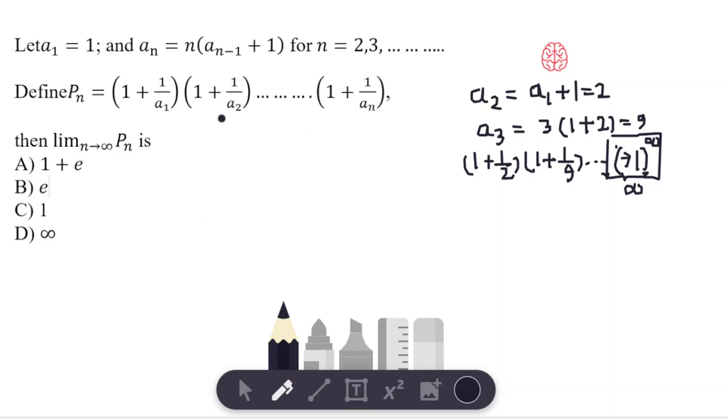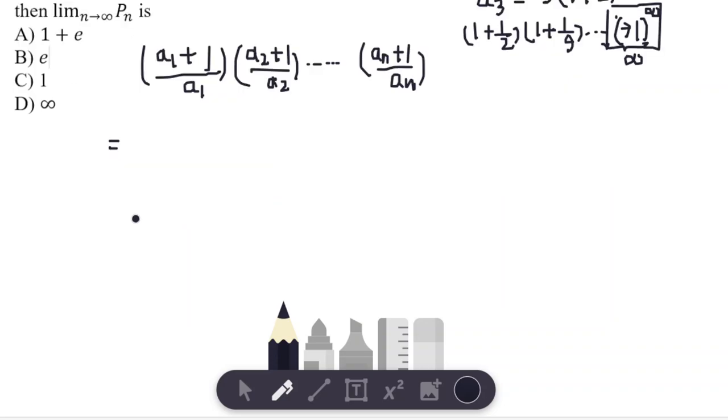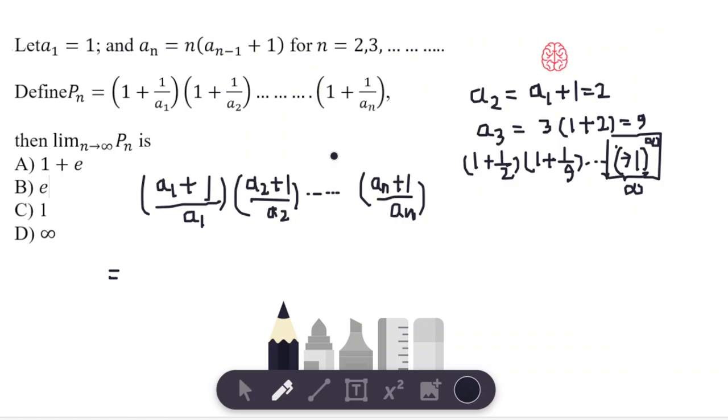Let's solve. It is kind of a recursion, I hope you have heard of it, and we have to use it. So can I rearrange this part to write a1 plus 1 divided by a1, and again can you write it as a2 plus 1 divided by a2, and so on. It is an plus 1 divided by an. So if I go ahead with the second step, we will recall every time that an is given as n times an minus 1 plus 1.